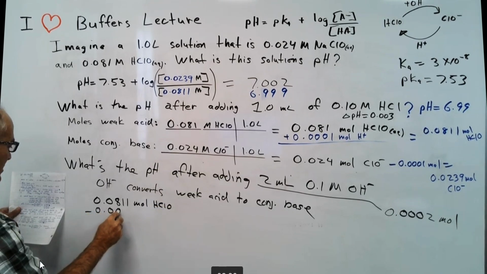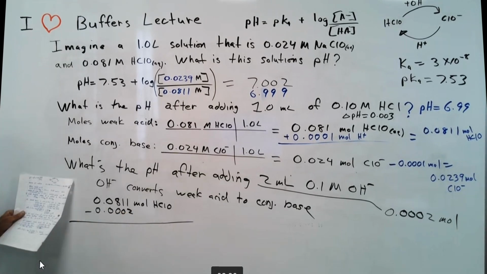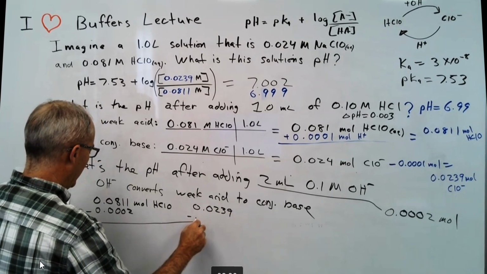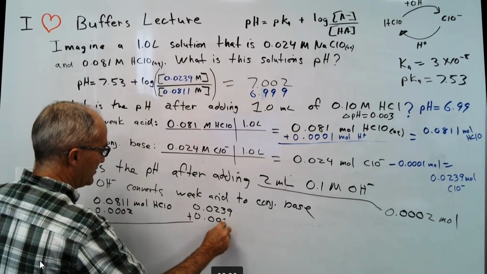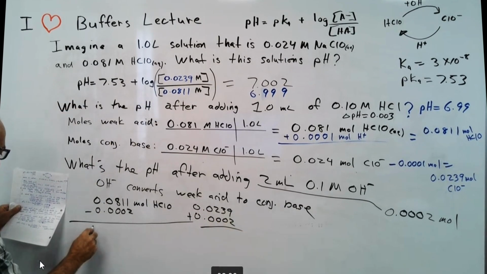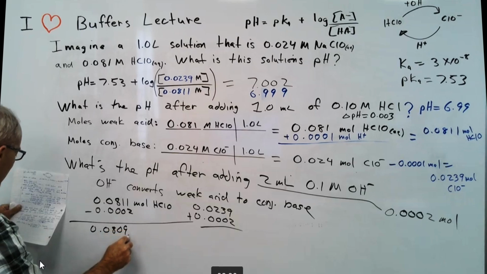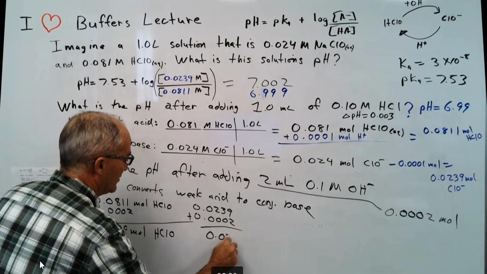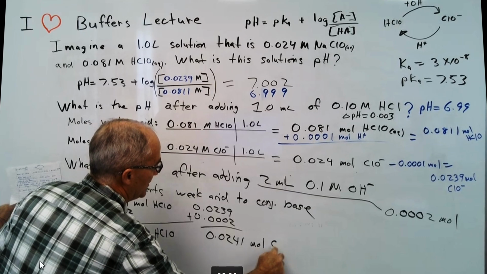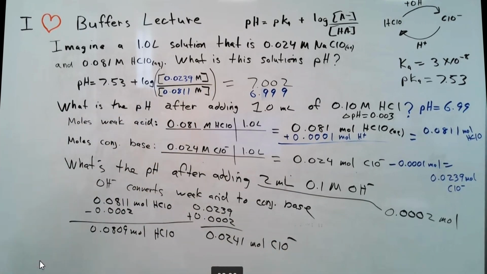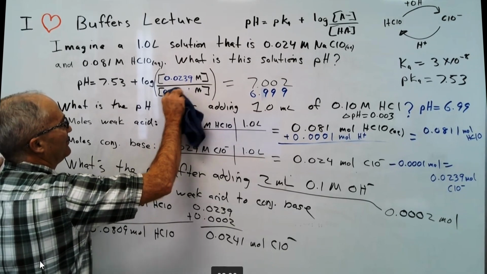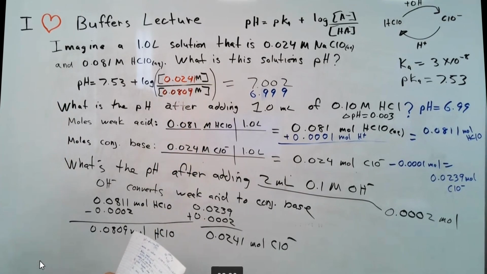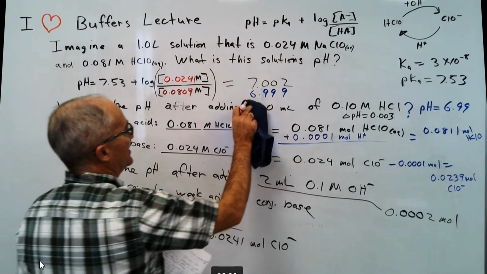subtract 0.0002, and I'm going to do the same thing here with 0.0239, and I'm going to add 0.0002, and I'm going to get 0.0209 moles of our weak acid, and over here I'm going to get 0.0241 moles of our conjugate base. So let's plug in these two new numbers. I plug those in there. I'm going to get a pH that looks like this.